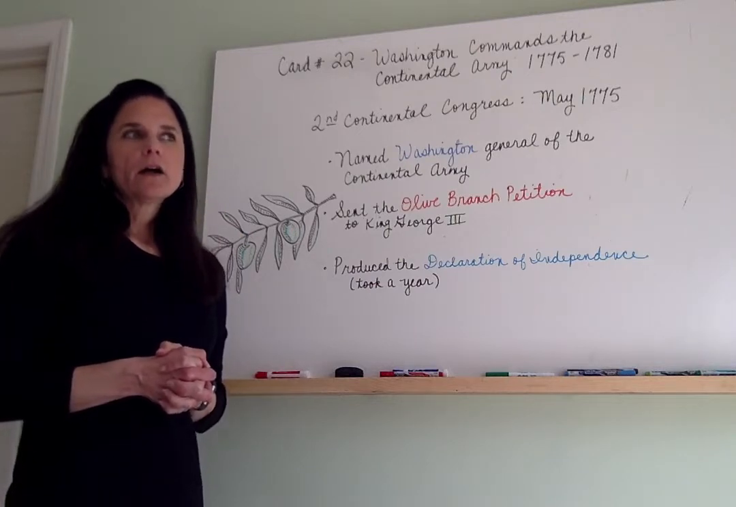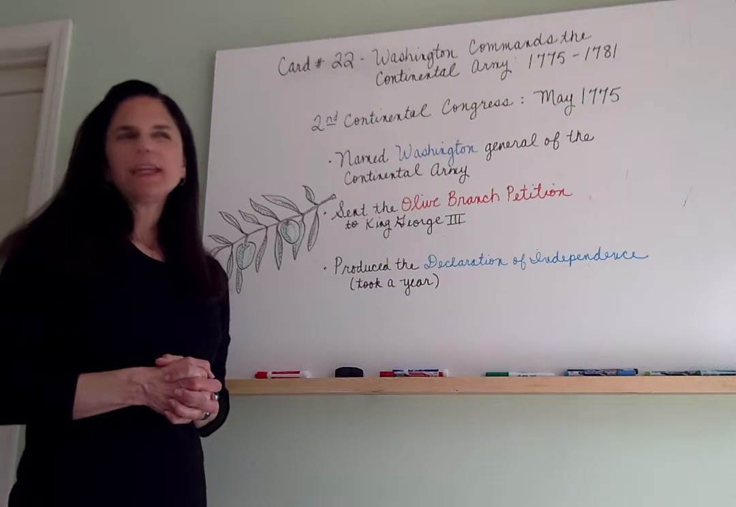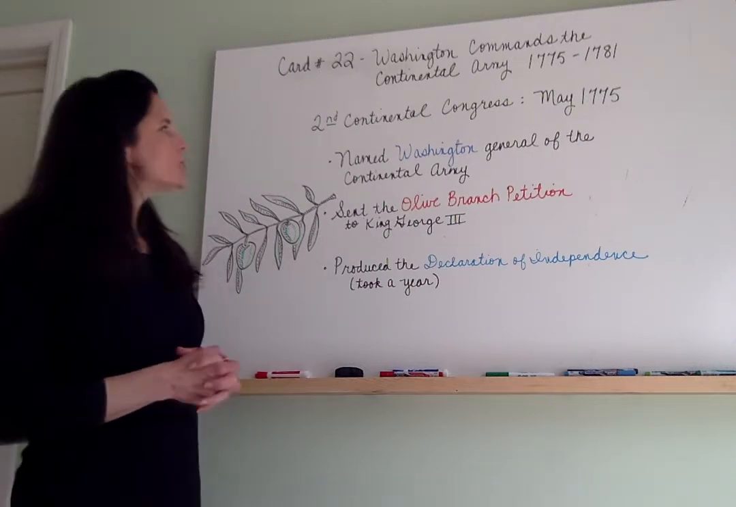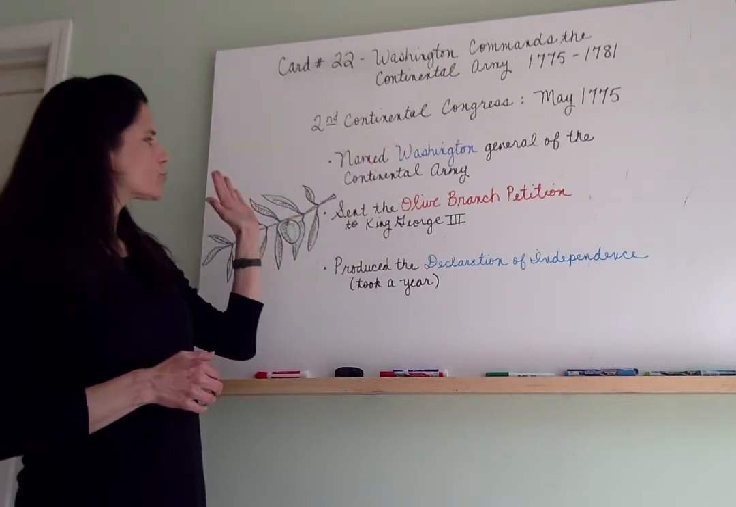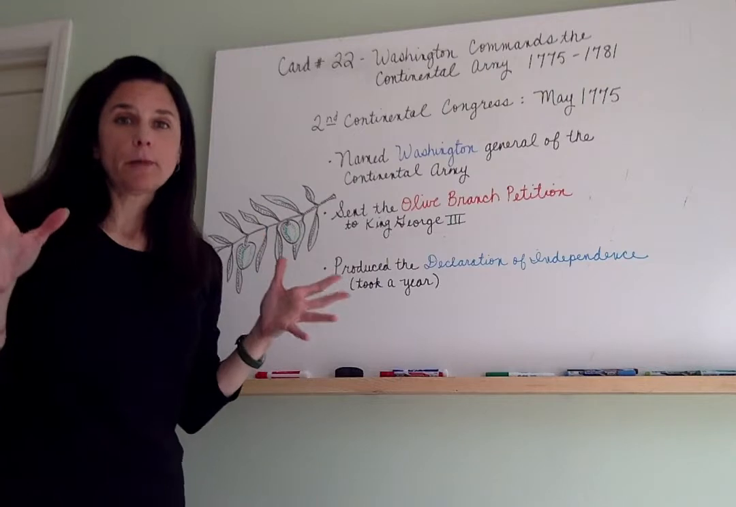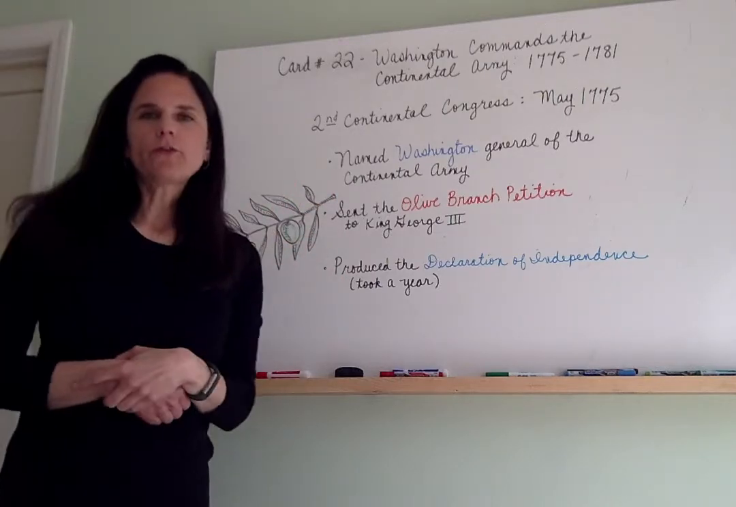commander of the colonial or continental army. And it was a job that he didn't really want, which I find really interesting. So the Second Continental Congress is really known specifically for doing three important memorable things. The first thing is that they named Washington General of the Continental Army.